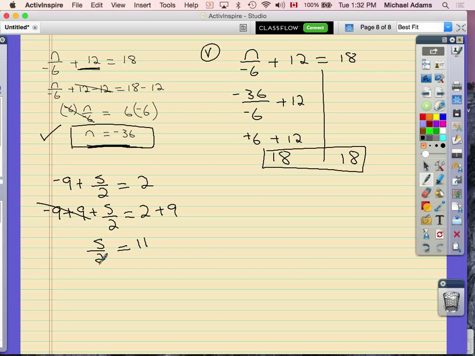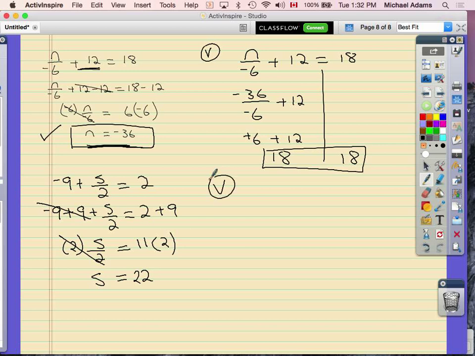Now we're back to this. So one step is done, second step now. So this is s divided by 2. So s is being divided by 2. The opposite of dividing by 2 is to multiply by 2. And I'm going to do that to both sides. So here the 2's cancel out. Leaves me with s. And then on the other side, 11 times 2, well, that's 22. Okay, so let's double check our answer.